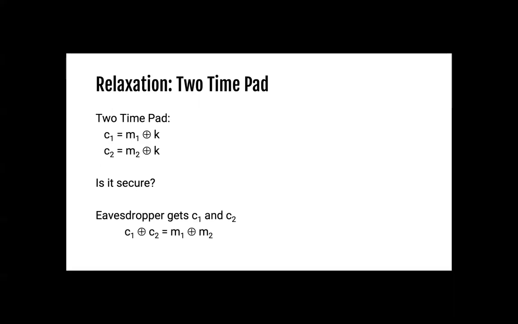So I saw some of you are leaving an annotation, or also trying to leave a message in chat. So I'm giving you a hint. What if the eavesdropper gets both C1 and C2?